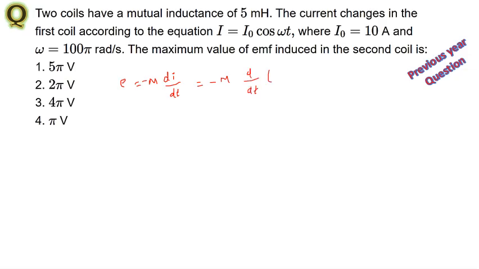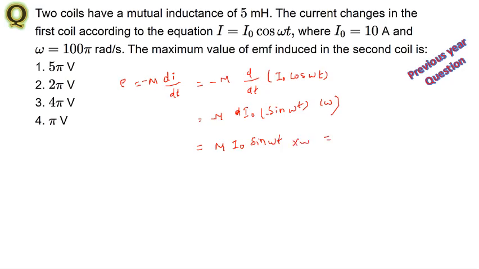The I value here is I naught cos omega t. If you differentiate, you have M into I naught, and cos omega t differentiates to minus sin omega t into omega. Now the minus minus cancels, so we get M into I naught sin omega t into omega.